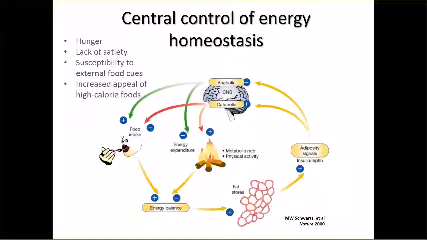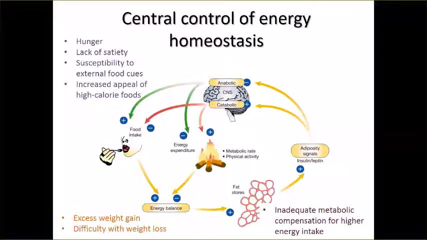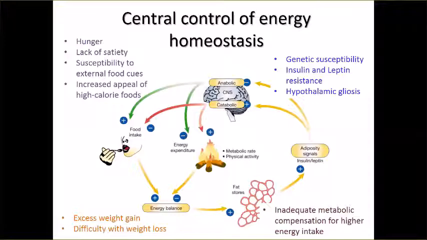That we know that, although I didn't talk a lot about metabolism today, there's inadequate metabolic compensation for higher energy intake, and excess weight gain or difficulty with weight loss. So of the mechanisms we've discussed today, and there are many more that could be touched upon, genetic susceptibility, insulin and leptin resistance, and hypothalamic gliosis. Well, we can do a little bit about insulin resistance, but we have nothing that addresses those other treatments. And so all of the treatments are going to be focused at this other end of the loop.